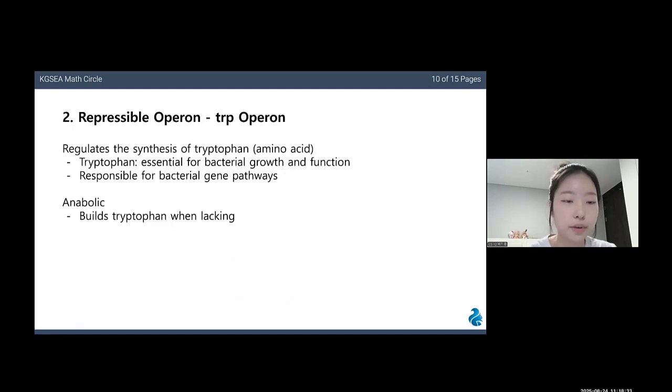Now let's cover the trp operon, which is a repressible operon. This one controls the synthesis of tryptophan, which is an essential amino acid. Tryptophan is important for bacterial growth and function. One significant difference from the inducible operon is that repressible operons go through an anabolic pathway. It builds tryptophan instead of breaking it down.